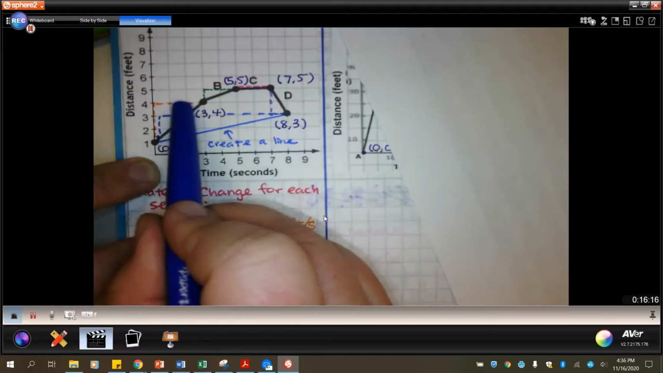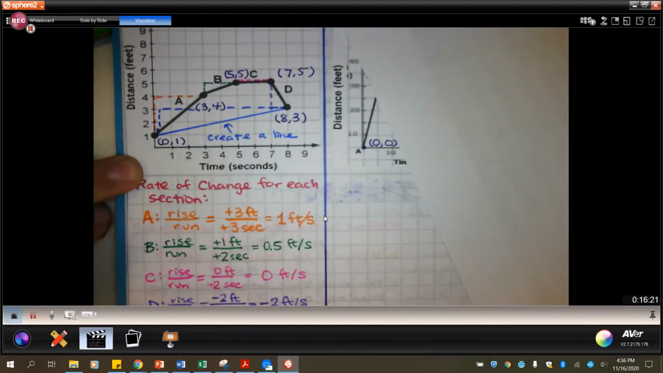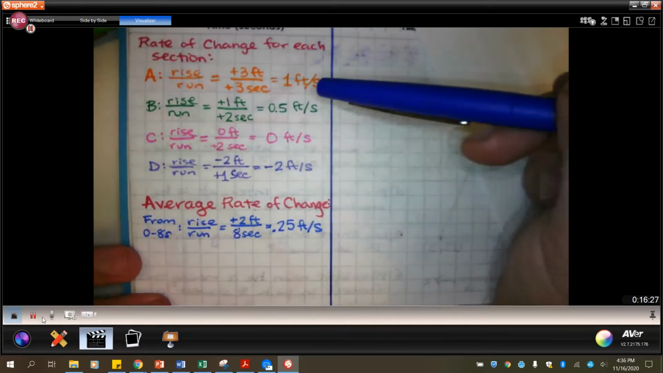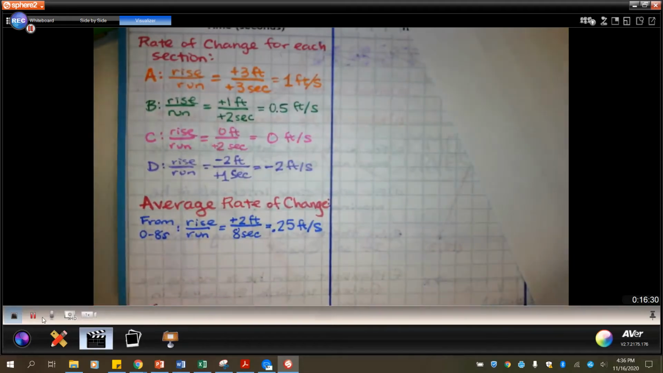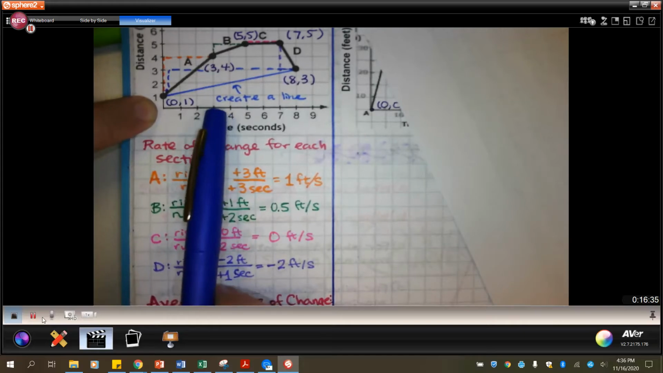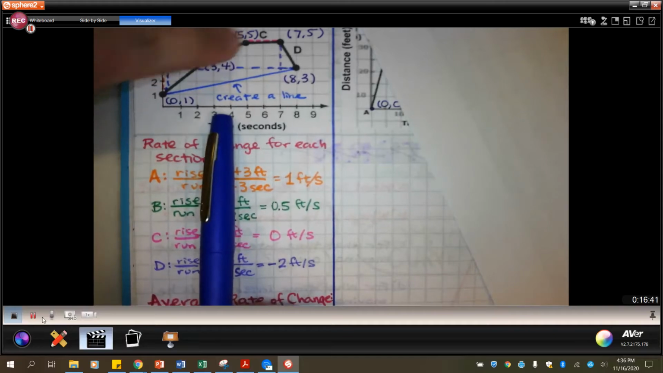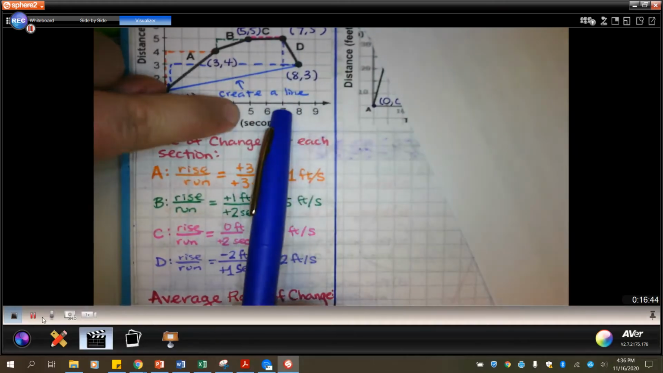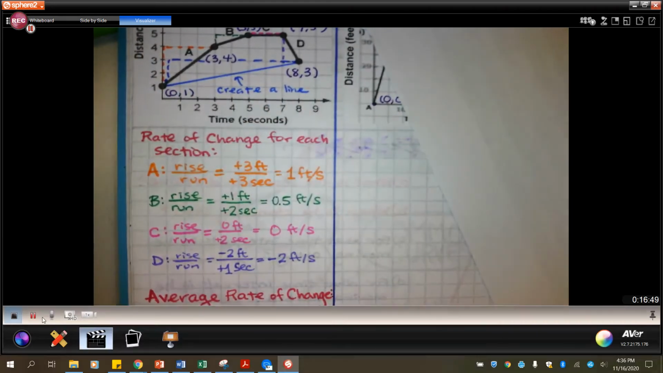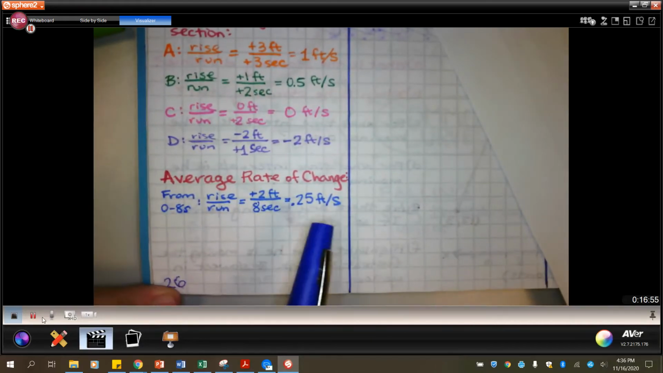It is the average. If you accumulate all of these together, it would average out to be a quarter foot per second. Now, please don't just go, oh, we add these together and divide by 4 like an average. No, it doesn't work that way because some of these sections are longer than others. Section A goes from 0 to 3 seconds. Section B is 2 seconds long. Section C is 2 seconds long. Section D is only 1 second long, which means you can't just add them up and divide by 4, unfortunately, but it does work out to be this.